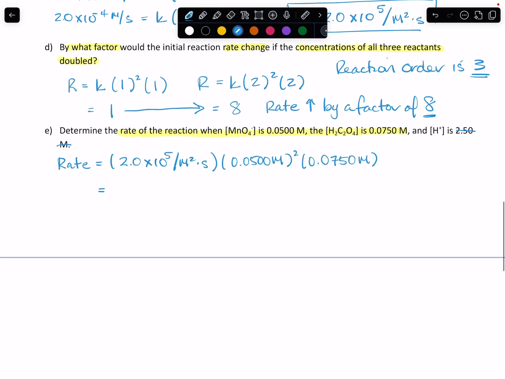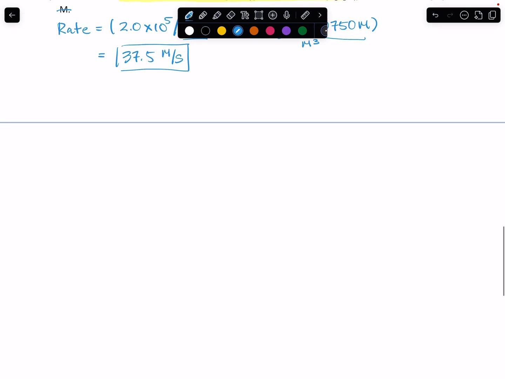All right. When I plug all of this in, I'm going to get 37.5. Now my units, if you look, this is going to give us molar cubed, right? And when I multiply molar cubed by this unit right here, 2 of those molar will cancel and we're left with molar per second, which is the unit of a rate. All right. Now, I want to take a moment. This is not on the worksheet, but I want to add this in to talk a little bit more about what the reaction order means and then what that means in terms of the unit for K.